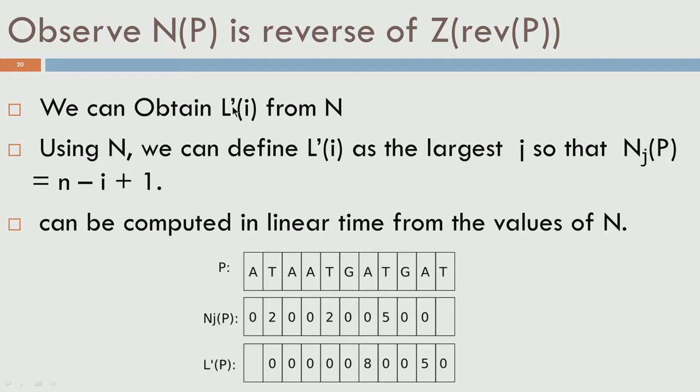So, here observe that for L prime of I, we use the array n and we define L prime of I to be the largest value of j such that nj, that is the jth location in the n array, has a value which is n minus I plus 1. Now, once we have the n array, it is clear that L prime can be computed in linear time by performing a single pass over the n array.